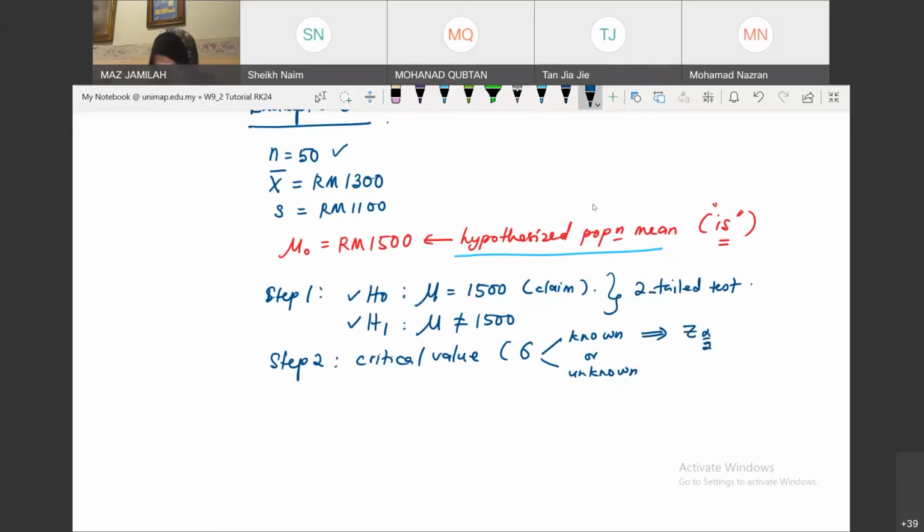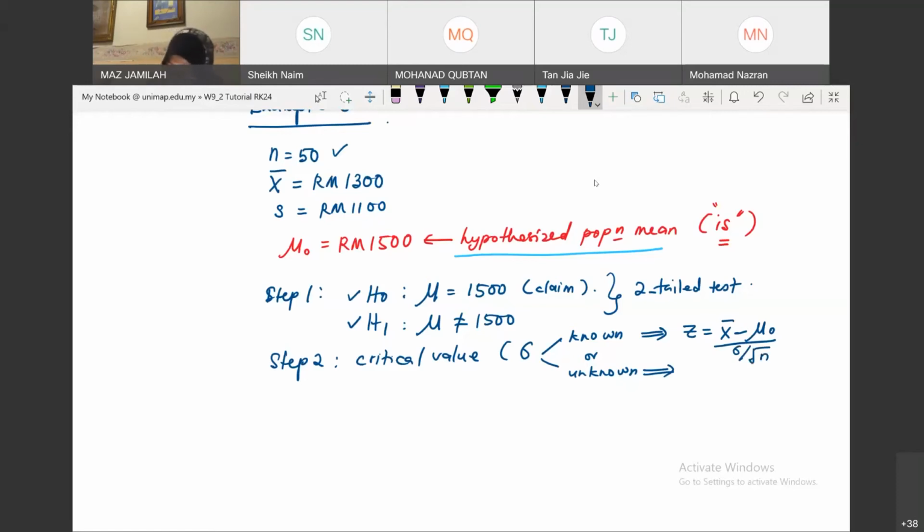If it is unknown, so known or unknown. Let me rewrite again. So this would be your Z equal to your mean, x bar, minus your mu naught, divided by, if known, sigma over square root of n.